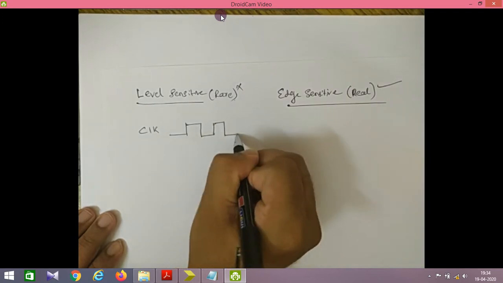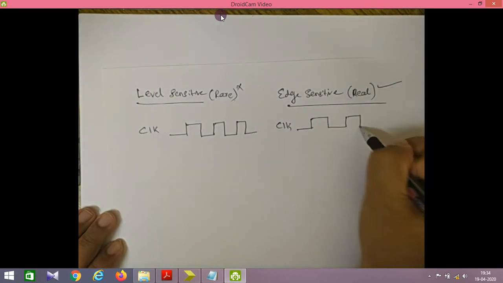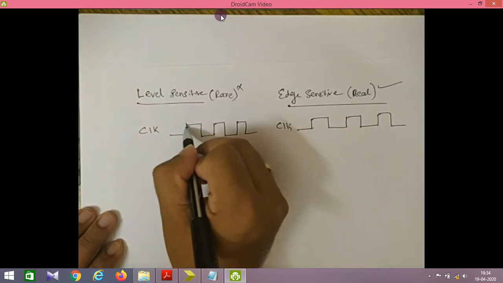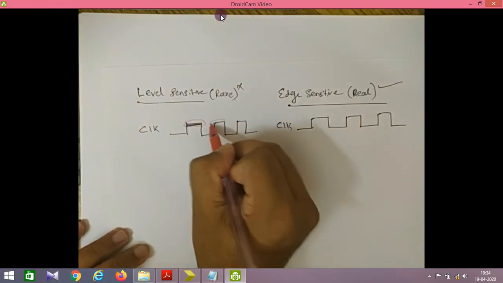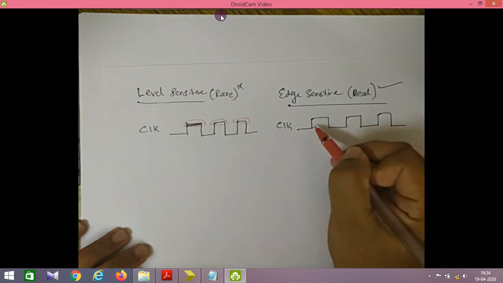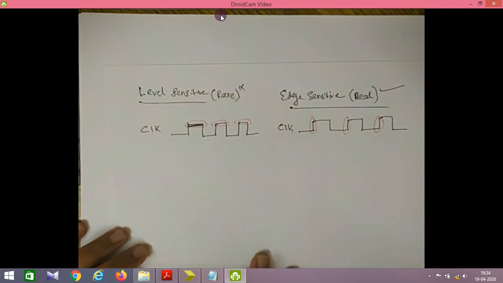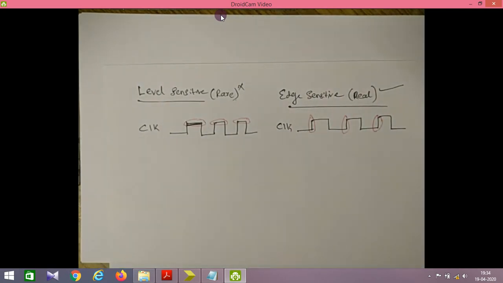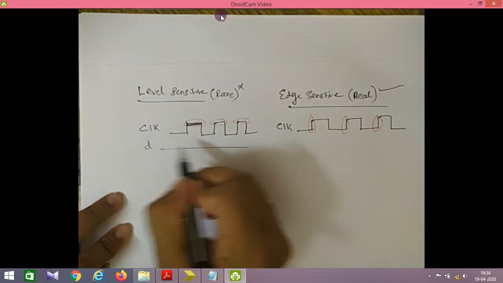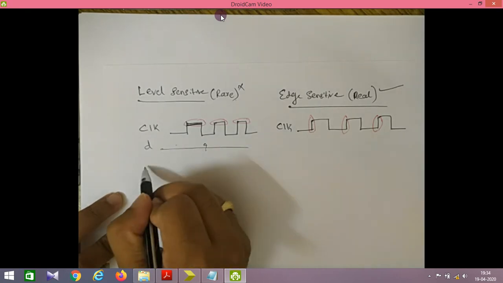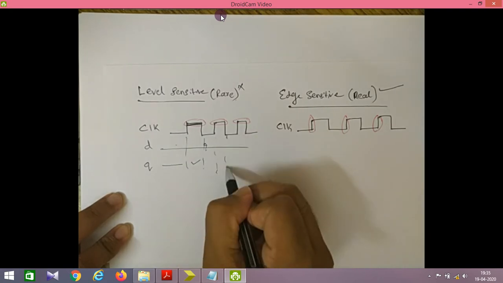Most prevalent. So what's the difference? Think that there is a clock like this, here also I'm having a clock. Here the sensitiveness is at this place, this, and this. Whereas here, if I make it positive edge sensitive, only at this place it will be sensitive. Let me take an example of a D flip-flop itself. If D is equal to some value here, Q will be updated only at these regions.